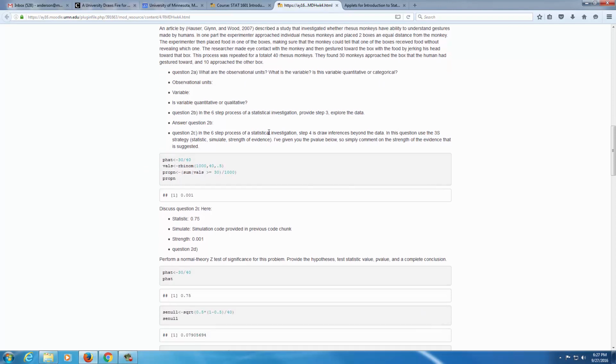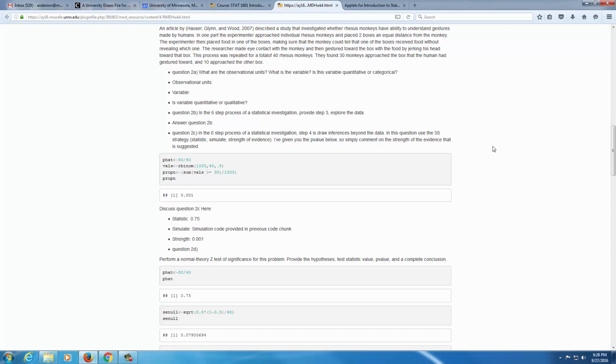In question 2b, I wanted you to explore the data, and that's really quite simple when all we're studying is a fraction. I think the data here is 30 monkeys out of 40, so it's a p-hat of like 3/4, I believe, is what you need to do for question 2b.